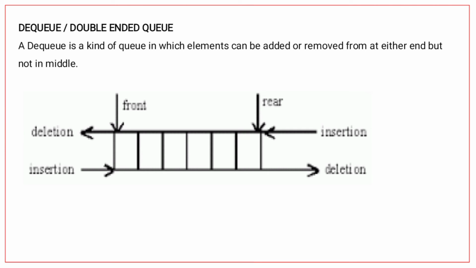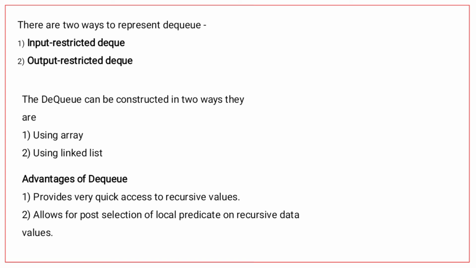See the figure. There are two ways to represent a queue. One is input restricted DQ, which allows insertions only at one end but deletions at both ends. Second representation is output restricted DQ, which allows insertion at both ends but deletion only at one end.